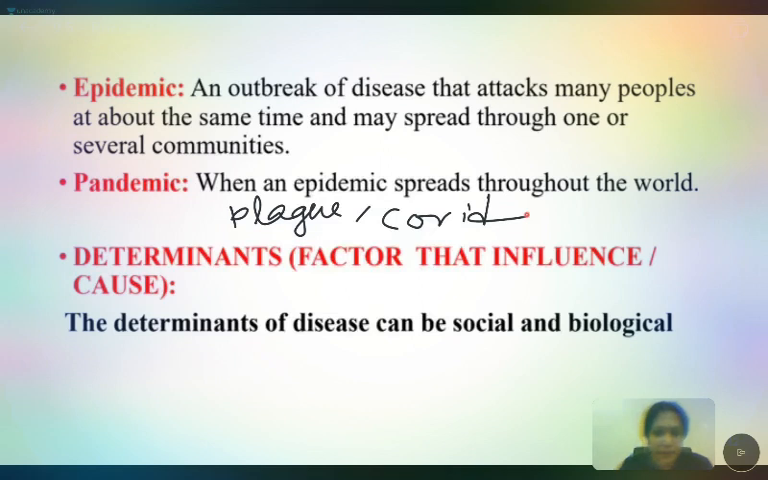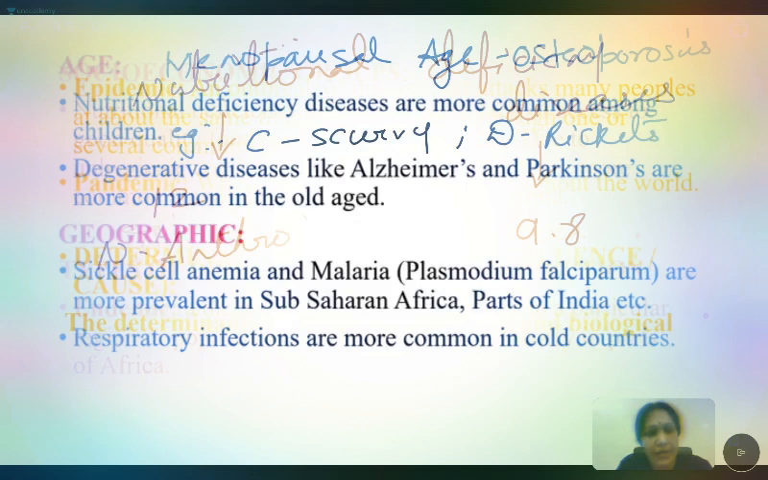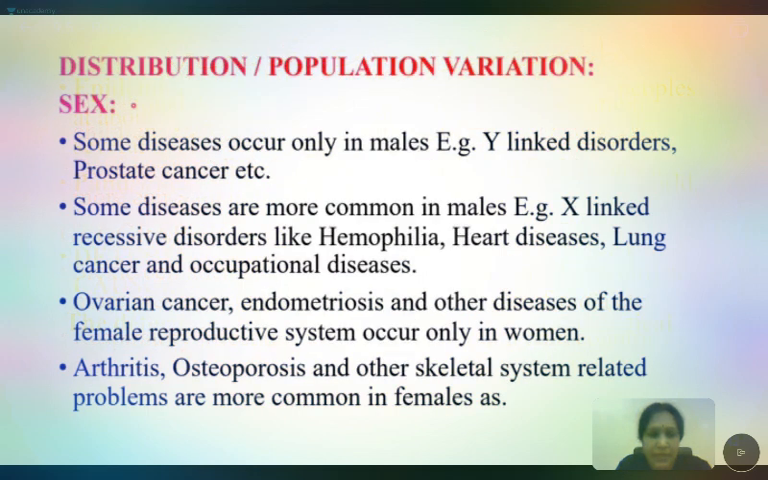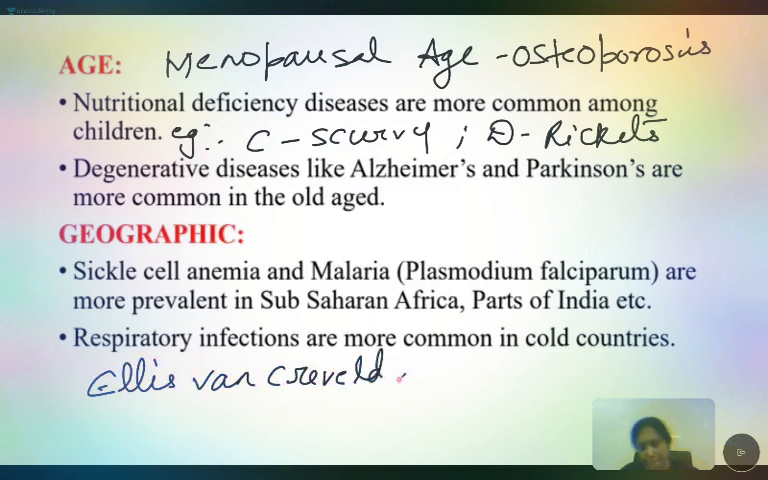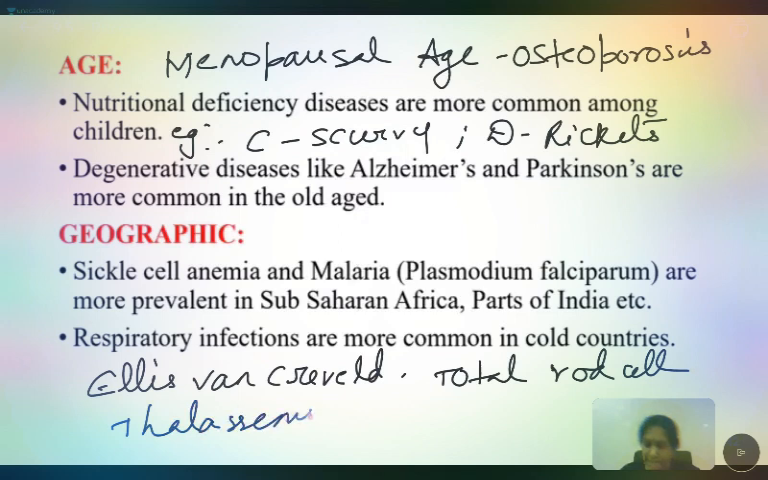Like I told you, throughout this chapter 9.8, we are going to study two things: distribution and determinants. We have now completed distribution. Is it clear? Distribution among sex groups, among age groups, among geographic groups. But actually you can write more examples. You can write Ellis-van Creveld syndrome. You can write total rod cell color blindness. You can write about thalassemia. So many more examples you can write about it.